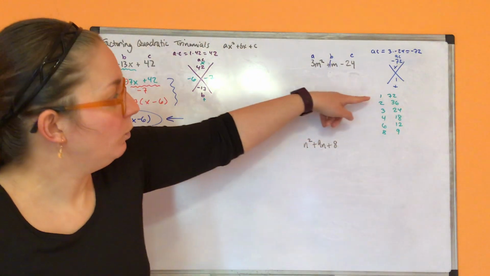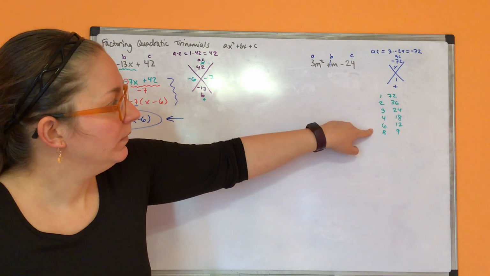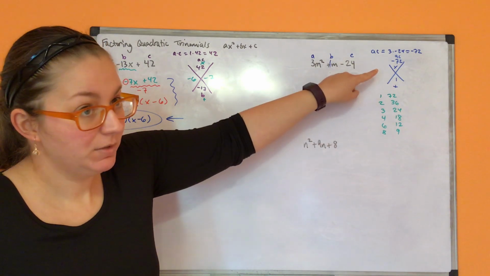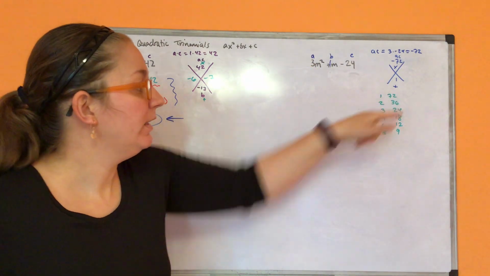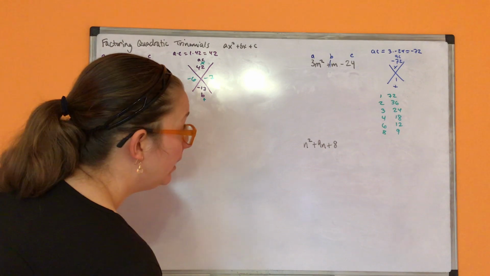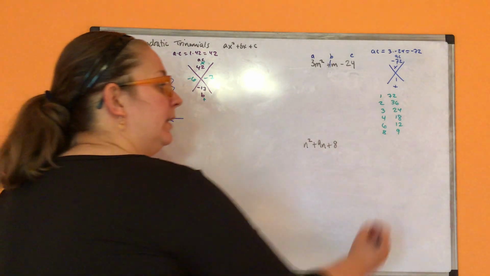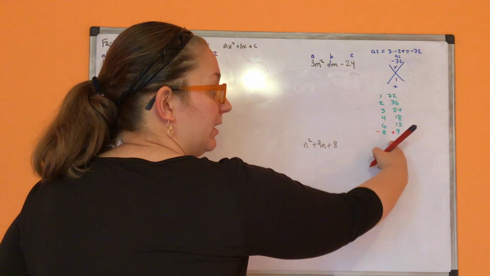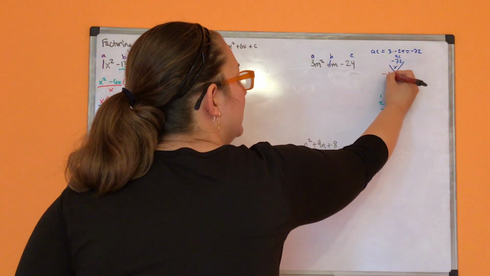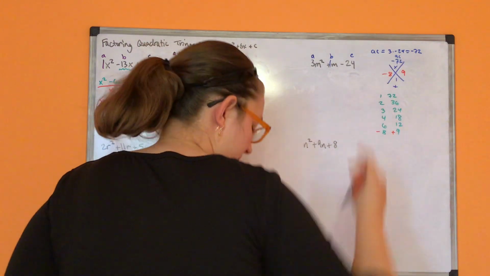So we need to pick one of these pairs of factors, make it to where we get a negative 72. To get a negative 72, I need one positive, one negative, and they need to add up to 1. The only way that will happen is if I do a negative 8 and a positive 9, because negative 8 plus 9 is positive 1. So my two numbers are negative 8, positive 9.